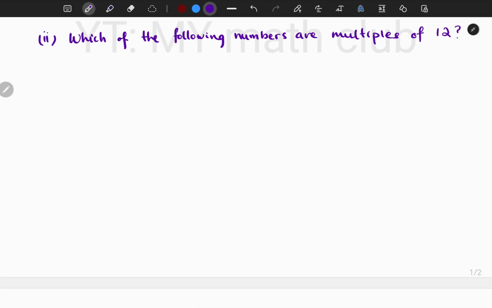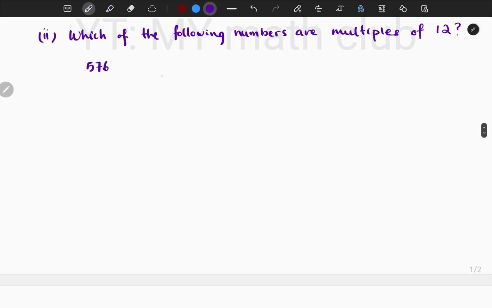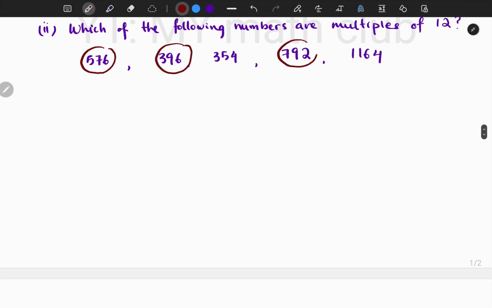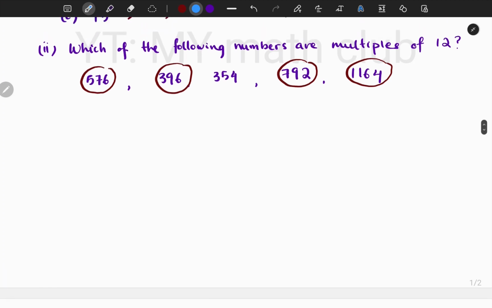Okay, next question is, which of the following numbers are multiples of 12? Right, we have 576, 396, 354, 792, and 1164. Okay, we have 4 correct options here. One of the correct answers is 576, 396, 792, 1164. So these 4 are the correct answers.